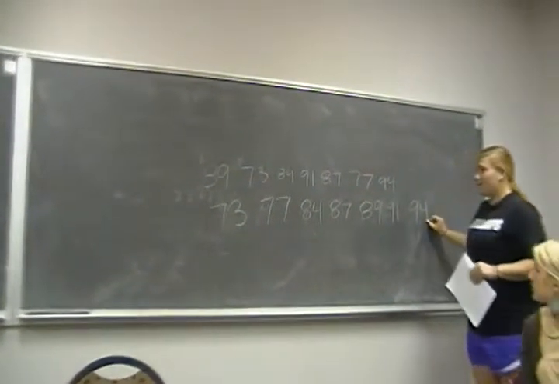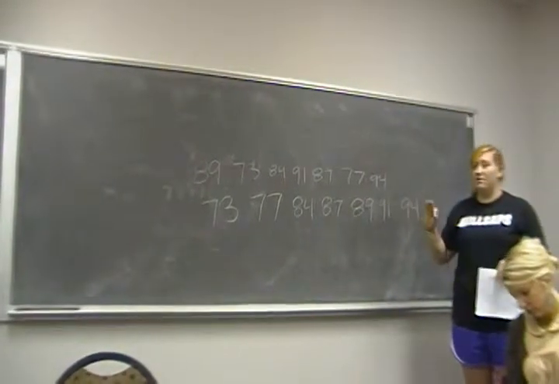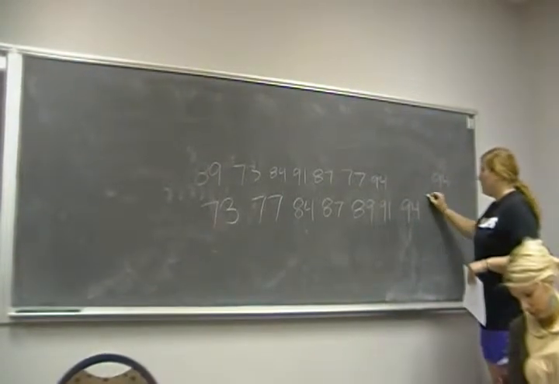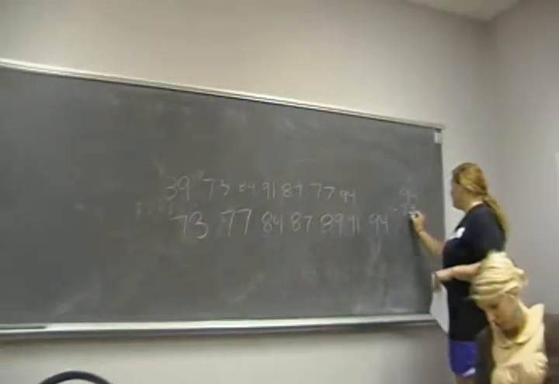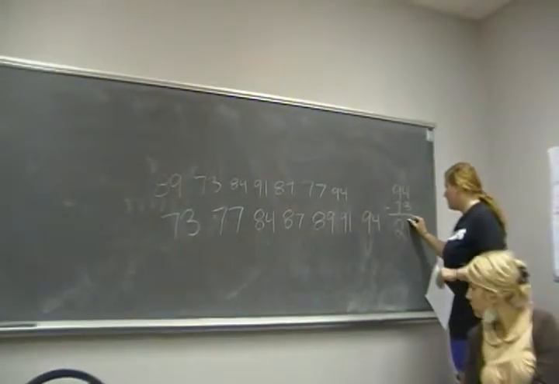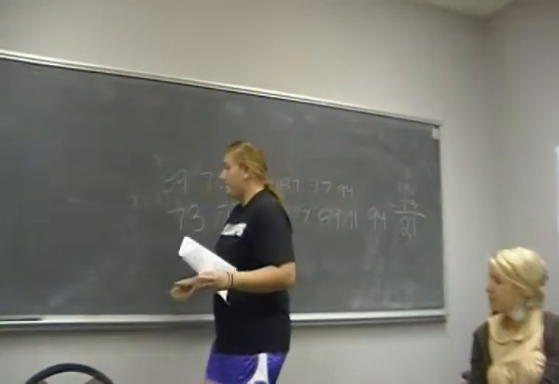Now, what would the next step be if we're trying to find the range? We've got to get the highest and subtract the lowest from it. 94 minus 73. And that would be 21. So the range of this data is 21. That's what your answer will be.